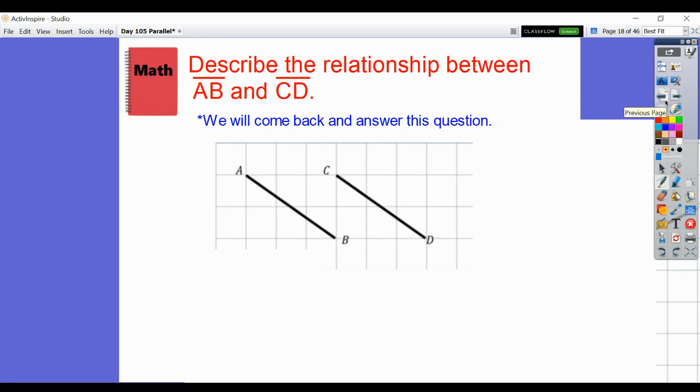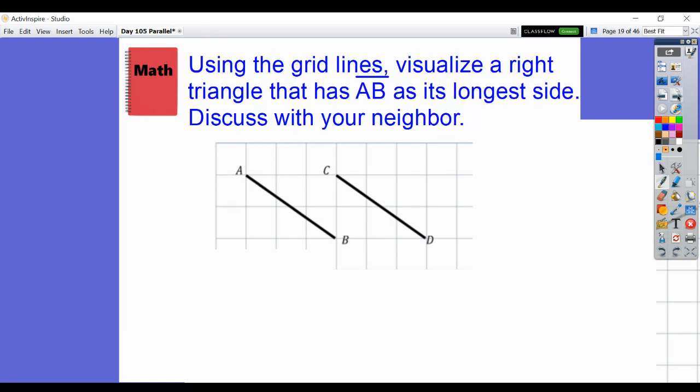Describe the relationship between AB and CD. Now those are line segments. These are not lines. These are line segments because there are no arrows at the end. So those are line segments, AB and CD. And we'll come back and answer that one in a moment.